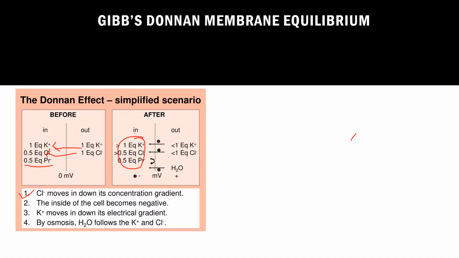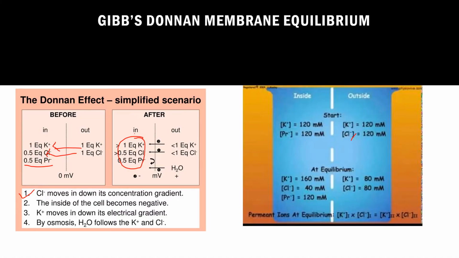But the chloride concentration was more on the other side, and the protein was also there, and this protein is impermeable to the cell membrane. Okay, so this protein is impermeable. So what will happen first? First the chloride will move along its concentration gradient, because it is more concentrated on the one side, so it will move in this direction.